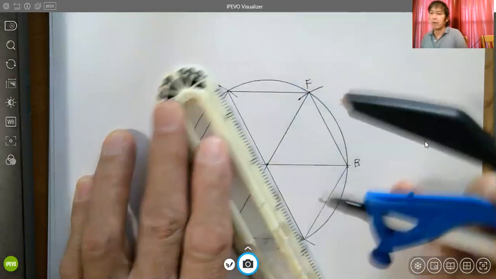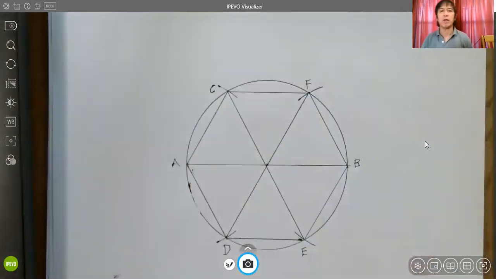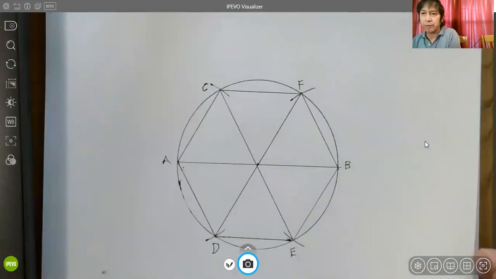There. And you can see the 6 equilateral triangles, which are the components of the regular hexagon. And so we have a regular hexagon now. You can see ACFBED. That's the regular hexagon, and these are all composed of the 6 equilateral triangles. All right. So this is how to do equilateral triangles and the regular hexagon.